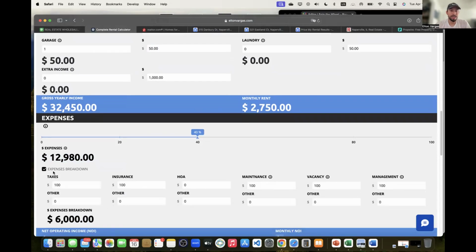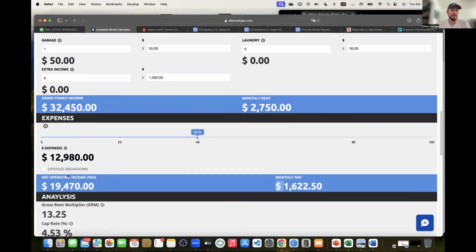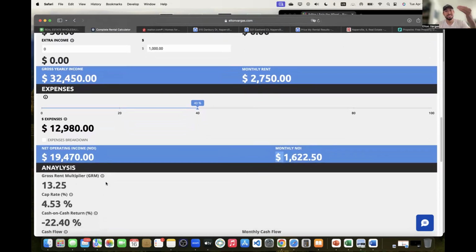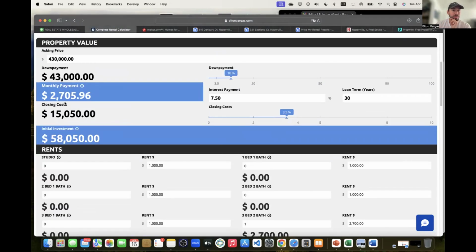Some of these expenses is not the mortgage. The mortgage is called the debt service. So the debt service gets subtracted from the net income. So what was my mortgage payment? $2,700 each single month.